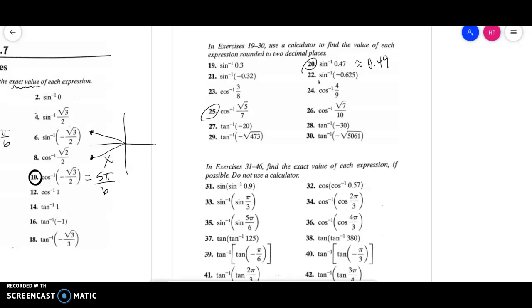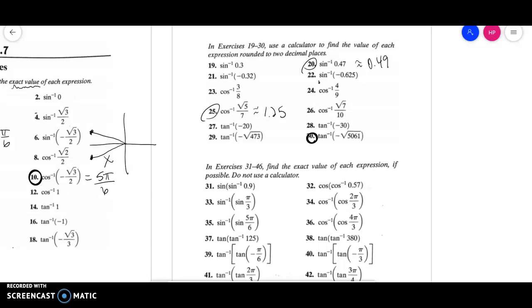And then for 25, if you key this value in, because again, the 0.47 and the square root of 5 over 7, these aren't values that are on my unit circle. And so you would never be expected to find the exact answer at that point. You should get 1.246, which again, to 2 decimal points is really 1.25. We're not going to write in terms of pi when we're using the calculator to find it exactly.